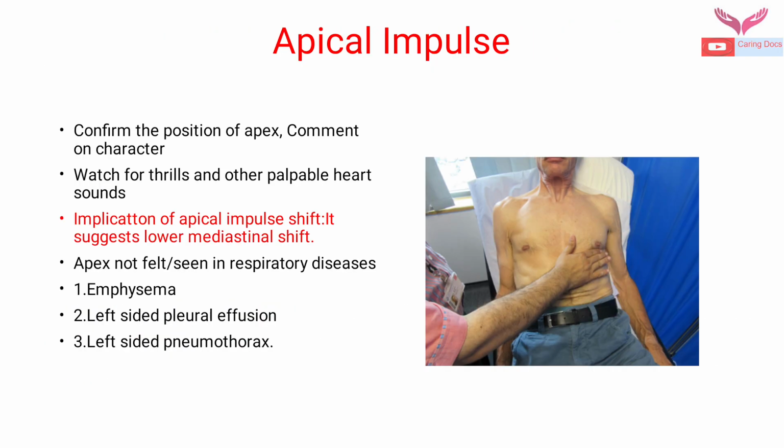How do we palpate the apical impulse? We just confirm the position of the apex and comment on the character. We have to watch for thrill or other palpable heart sounds. Whenever there is shifting of the apical impulse, it indicates the lower mediastinal shift, and the apical impulse may not be felt or seen in respiratory diseases like emphysema, left-sided pleural effusion, and left-sided pneumothorax.